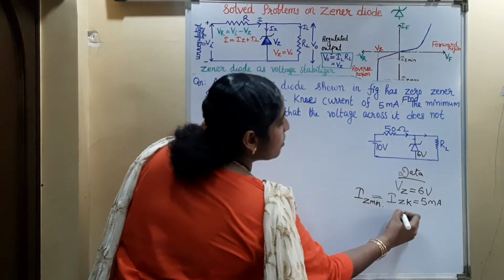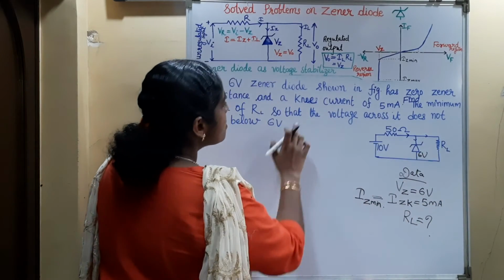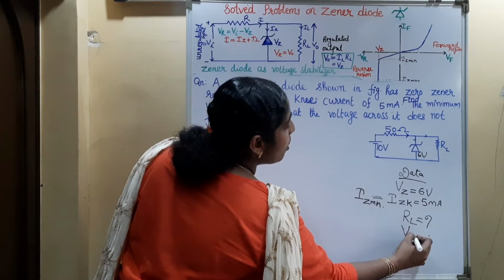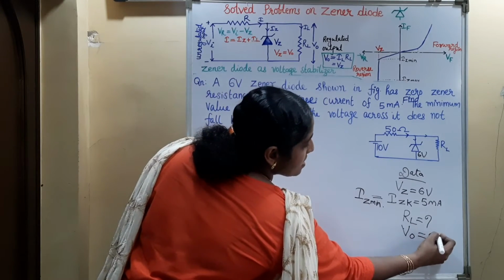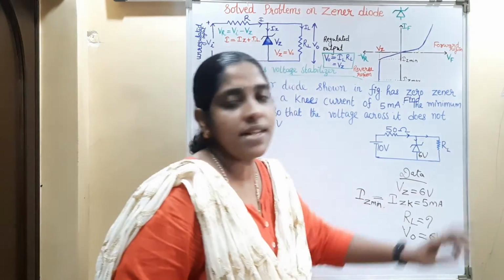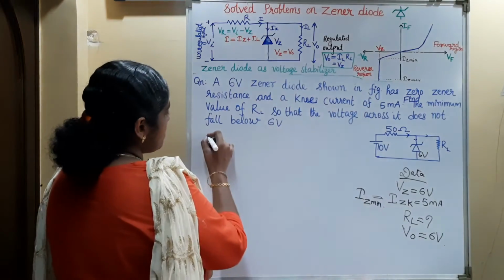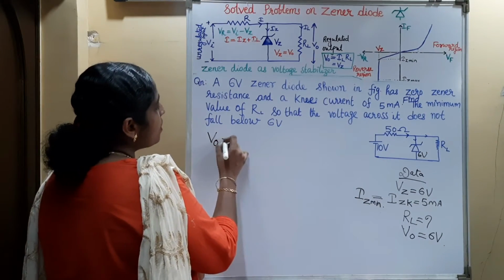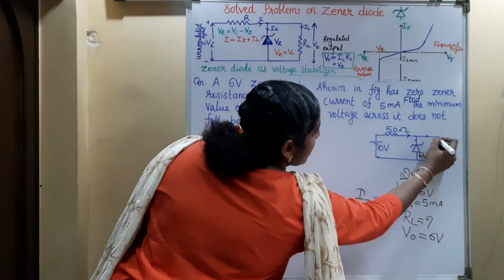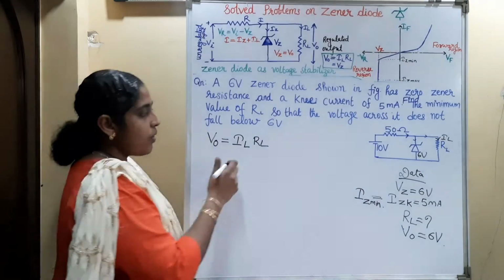Find the minimum value of RL. We want to find out the load resistance so that the voltage across it does not fall below 6 volt. That is, the output voltage must be 6 volt. So what is the value of the load resistance required? To find out the load resistance, we know that the output voltage is equal to IL into RL, where IL is the current passing through the load resistance. So VO is equal to IL RL.